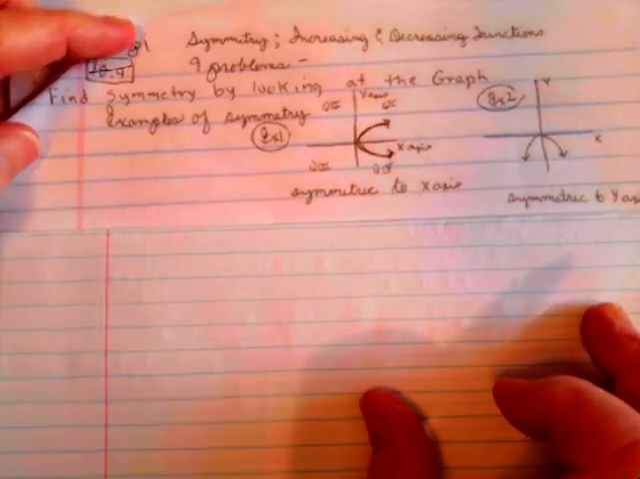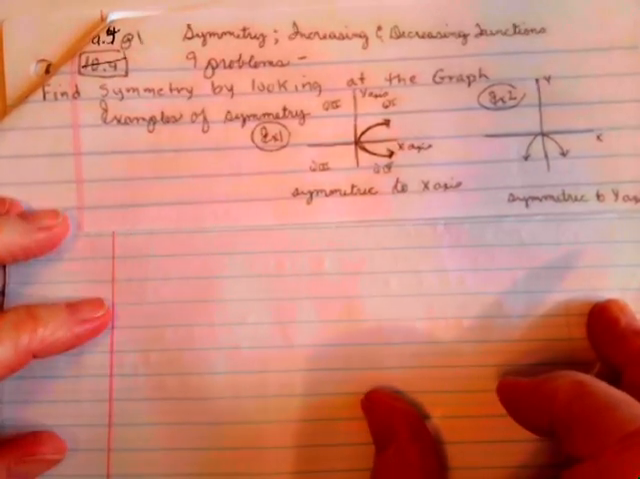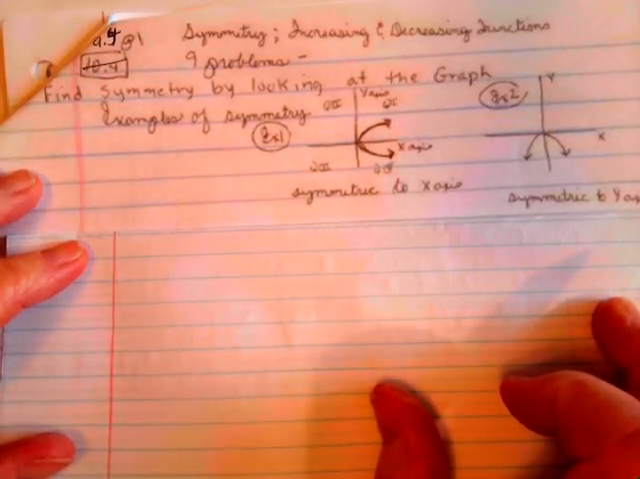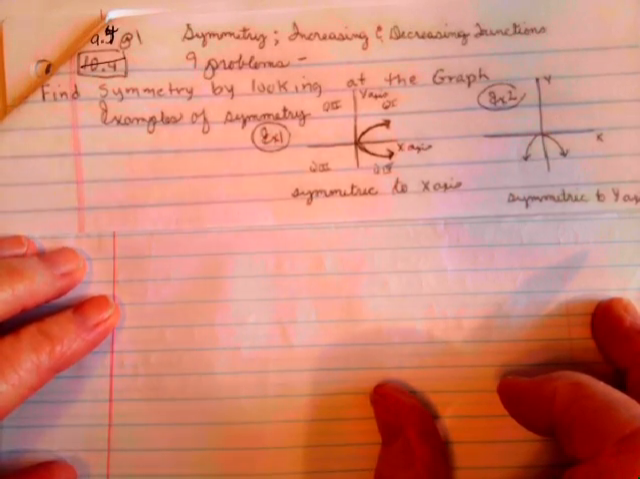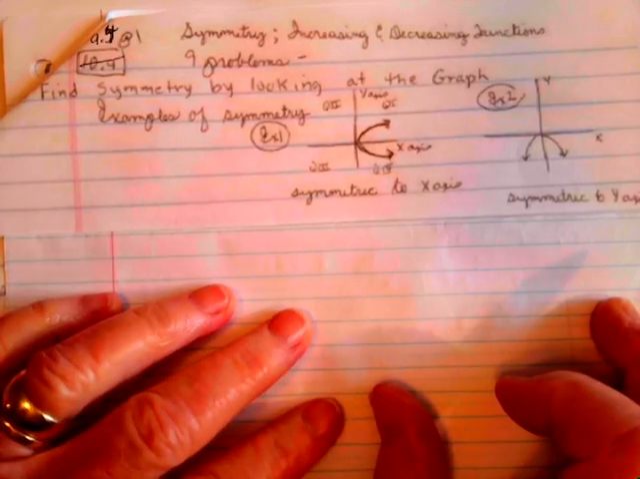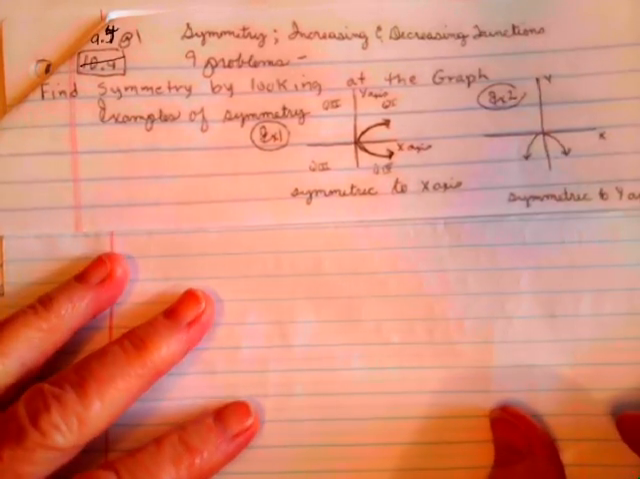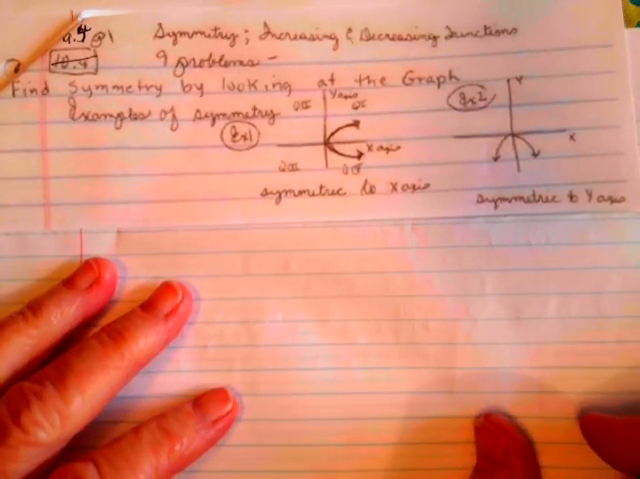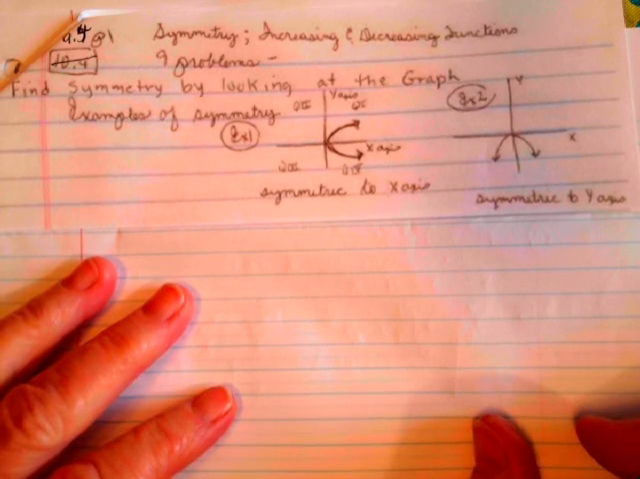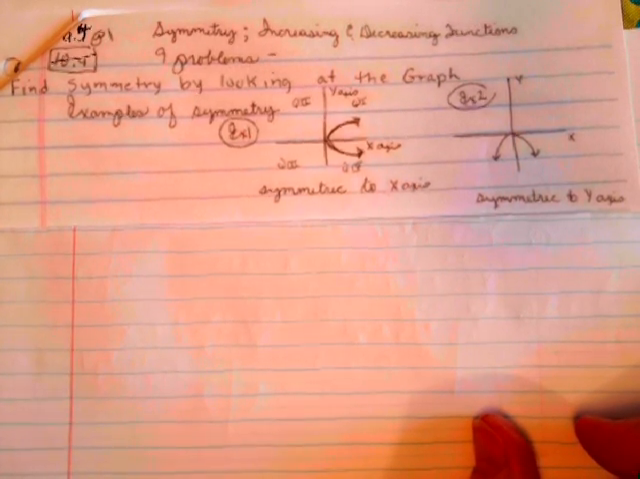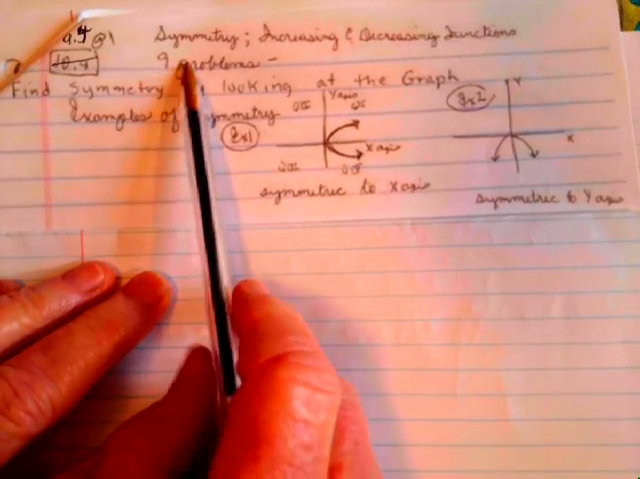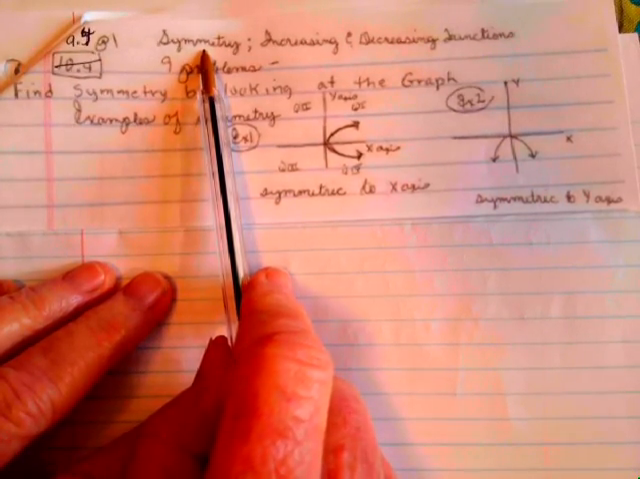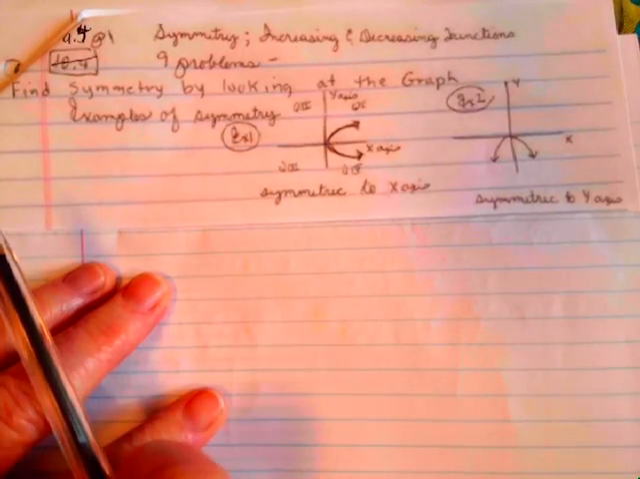Students, we are looking at lesson 9.4. I have sent you some handouts for this lesson, some things that I've scanned from my notes. I'm going to make some corrections as we go along, and I'm also going to send you some corrected scans. The title of this lesson is Symmetry, Increasing and Decreasing Functions.